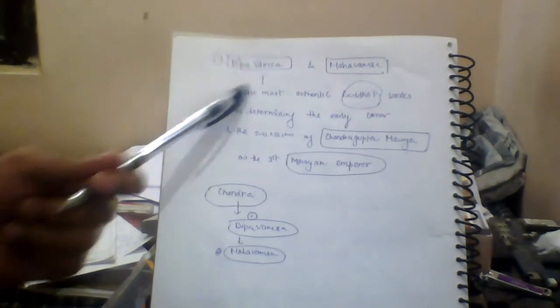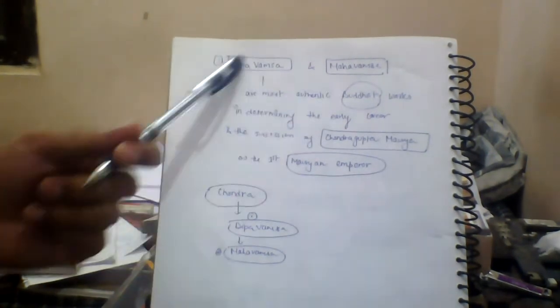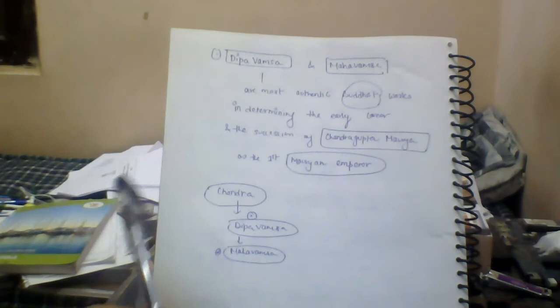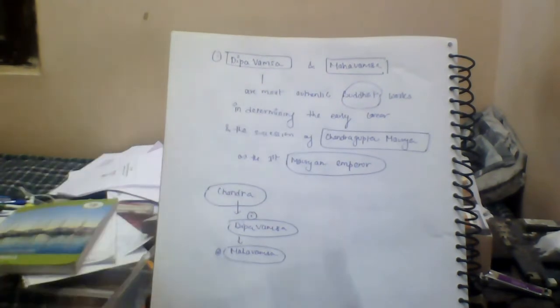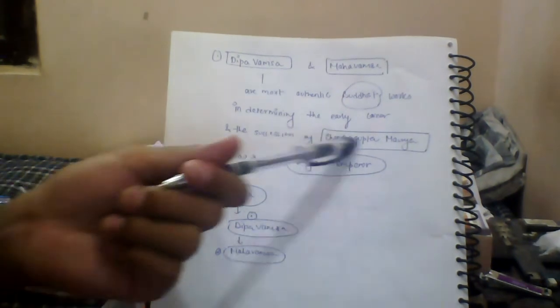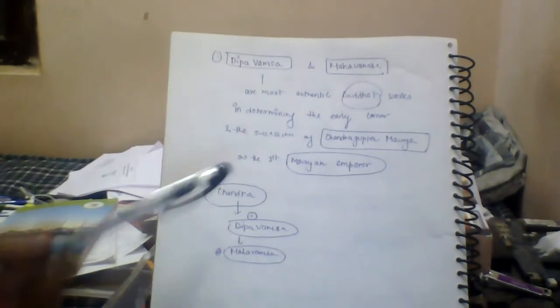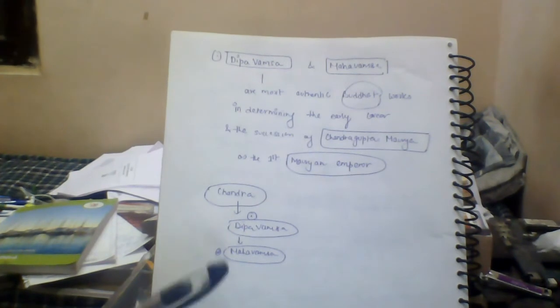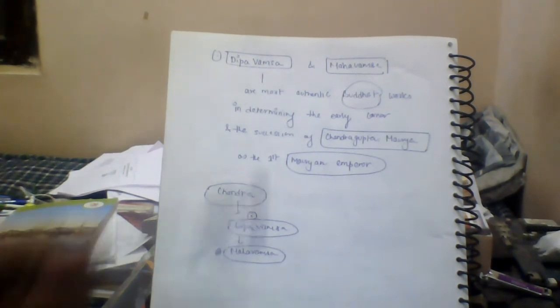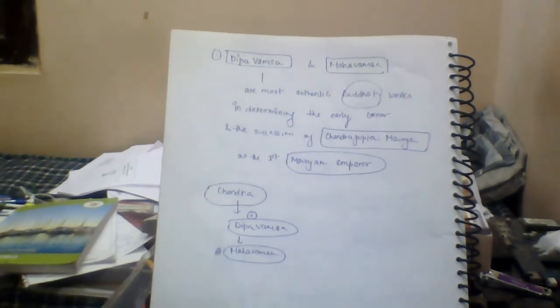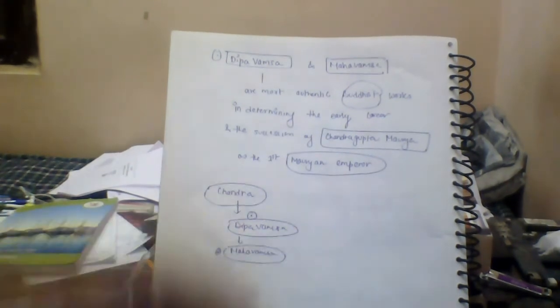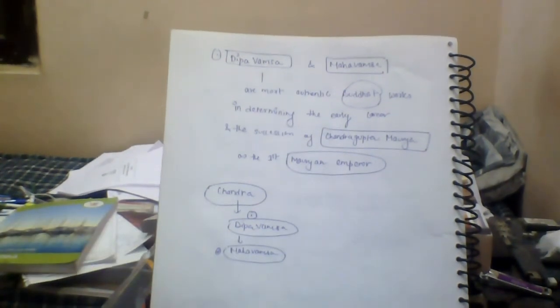Then comes the Dipavamsa and Mahavamsa. These are the most authentic Buddhist works in determining the early career and succession of Chandragupta Maurya. Dipavamsa and Mahavamsa cover the first Mauryan Empire. So you also have to remember this. Then you will be able to understand history much more efficiently. It will go like a story. Everything that happened in history was like a story.